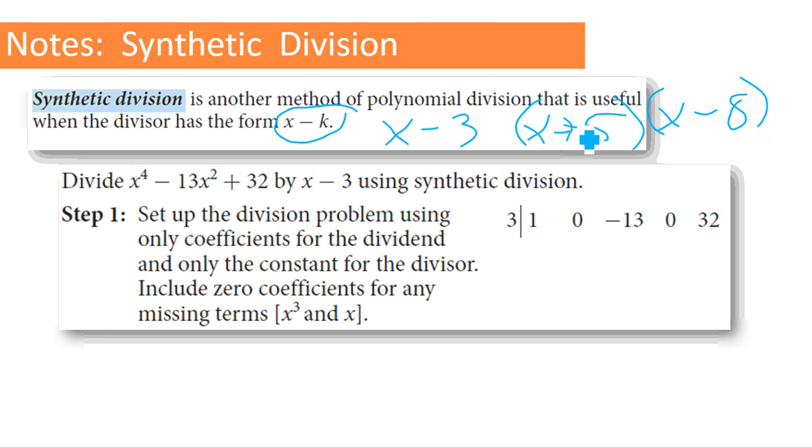Now remember what those are. The divisor is the part that you're dividing by right there. So as long as it's x plus a number or x minus a number, we can use synthetic division. And in fact, I think you'll find it's a pretty easy process if we do a couple problems.